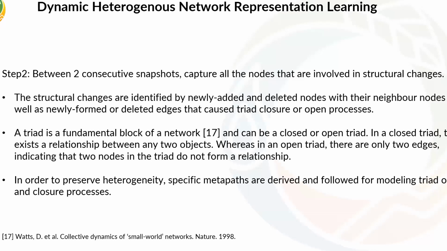A triad is actually a fundamental unit of a graph, and it can be closed or open. In a closed triad, there exists a relationship between any two objects, whereas in an open triad, there are only two edges, indicating that two nodes in the triad do not form a relationship. And in order to preserve the heterogeneity feature of the dynamic heterogeneous network, specific meta paths were derived and followed in order to model the triad open and closure processes.